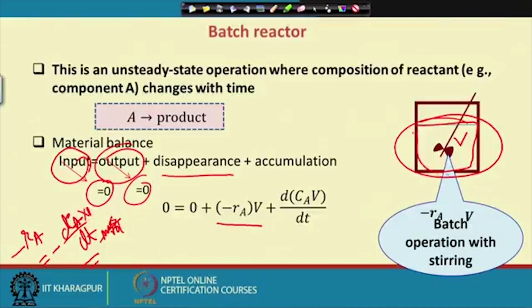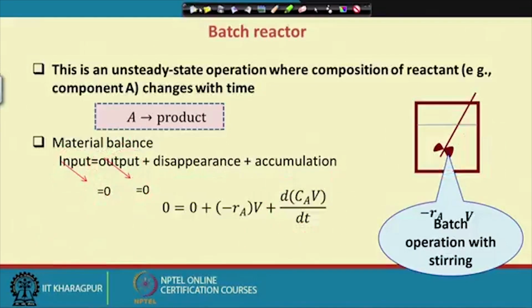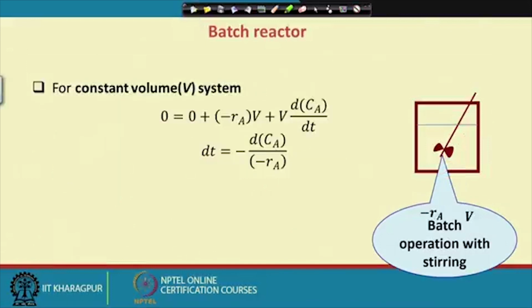Then you consider all the components that take part in the reaction. Then what is this? This is the rate of accumulation of A in the system. So, this is dCA into V by dt. Now, this equation I can write in this form: dt equals minus dCA by minus R.